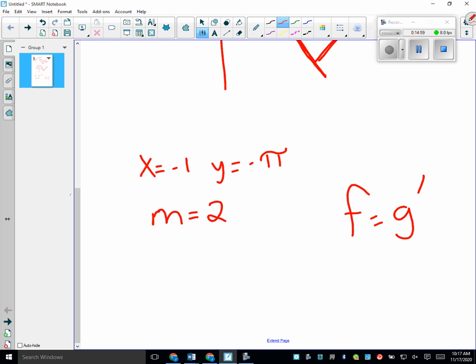Well, then how do you plug in G prime of 0? What is G prime of 0? Is that a graph of G prime? The graph that's given. Is that the graph of G prime? Okay, so you just plug it in. So when x is 0, what is y?